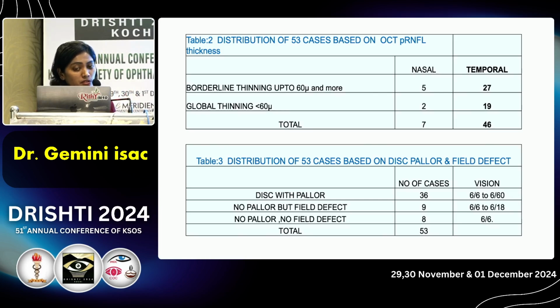And the disc cupping, you can see disc cupping with pallor has poor vision. And the patients with cupping and field defects also have poor vision, and with no pallor, no cupping, no field defects, vision is 6/6.